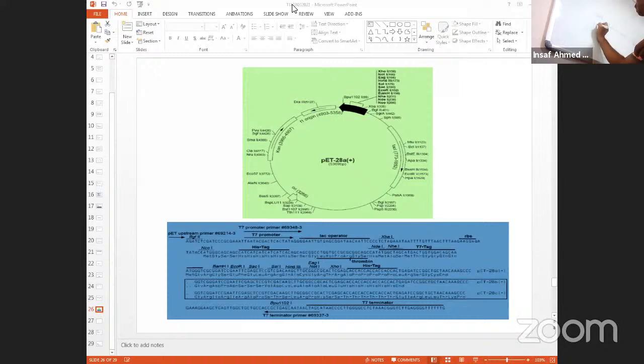Okay. And in a similar way, you have to add the restriction site for XhoI at the 3 prime end. The XhoI restriction site is CTCGAG.